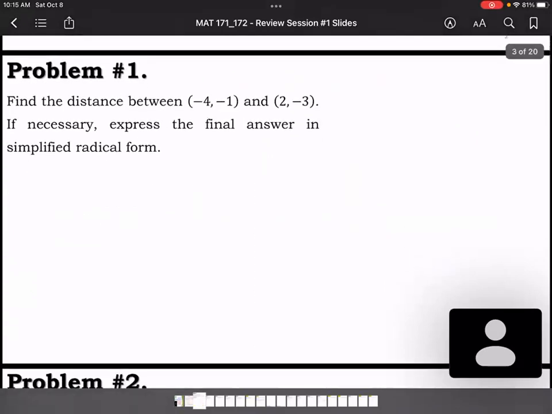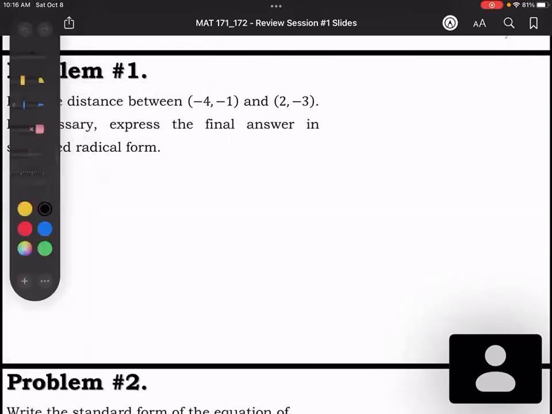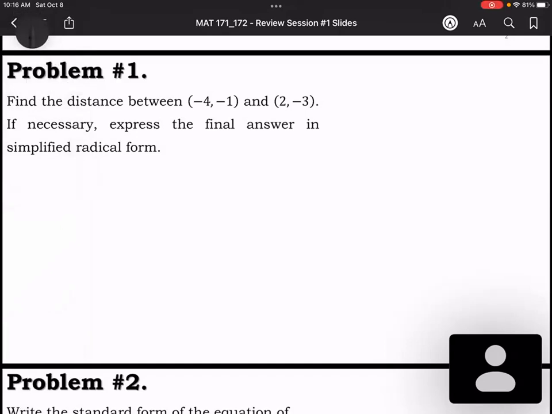So problem number 1 states: find the distance between the two given points, (-4, -1) and (2, -3). If necessary, express the final answer in simplified radical form. Alrighty, does anybody know the formula used to find the distance between the given ordered pairs? Let's begin with that.